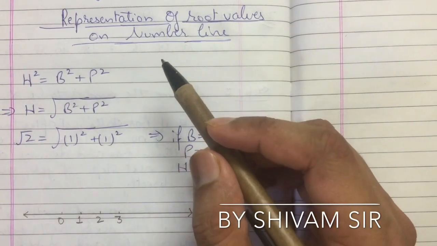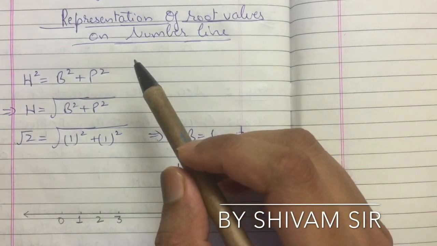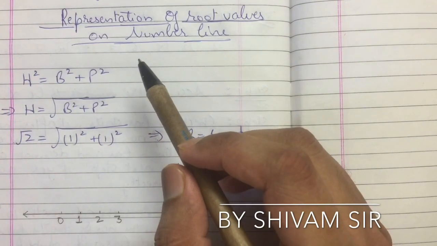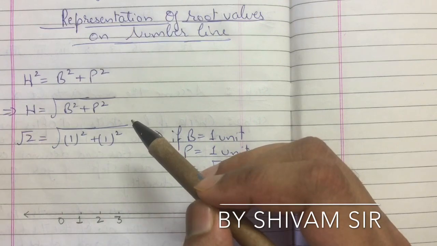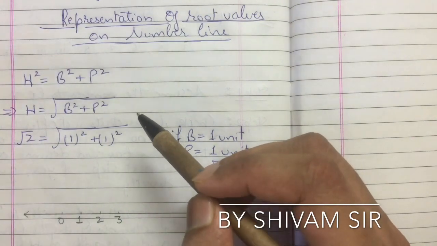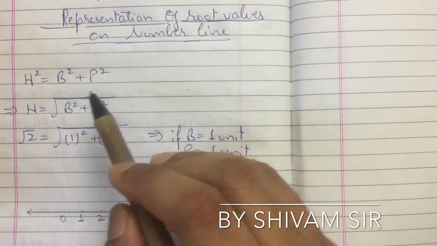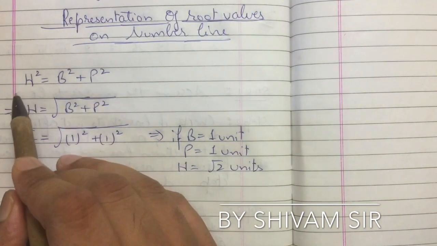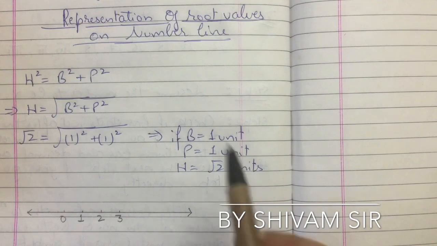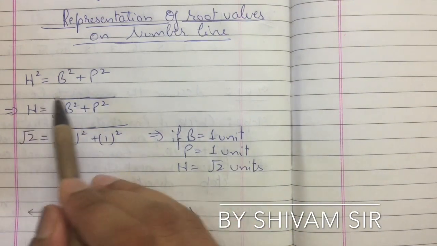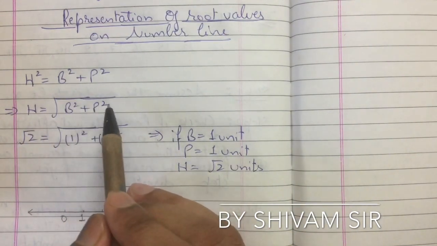So there are two methods to represent root values on number line. The first method we are discussing here. Next, second method we'll discuss after this. So first method is using this Pythagoras theorem. So h square is equal to b square plus p square, we all know. So h can be written as square root of b square plus p square.